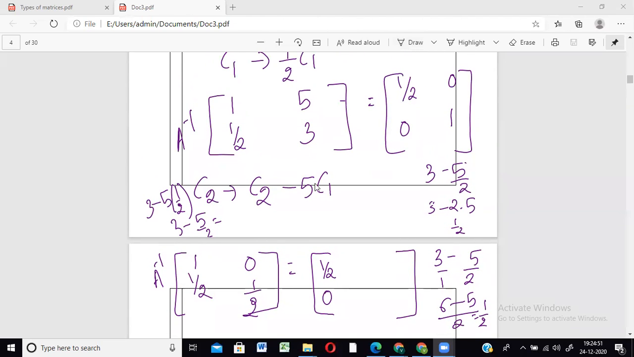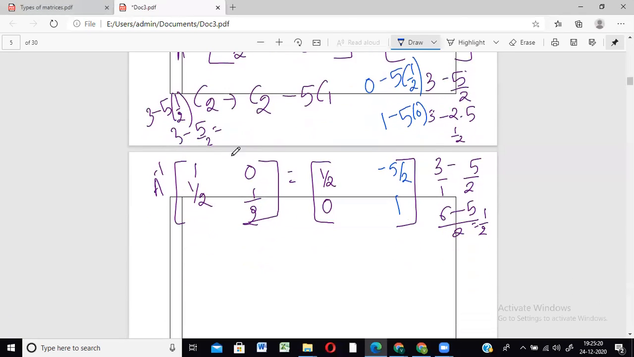C2 becomes C2 minus 5 times C1. So C1 is not changed, it's as it is. C2 will be minus 5 times C1. So this term, C2 over here, will be minus 5 times C1. So it will be minus 5 by 2. Here again, C2 becomes C2 minus 5 times C1. Okay, so that's 1. Now we have made this also 0.